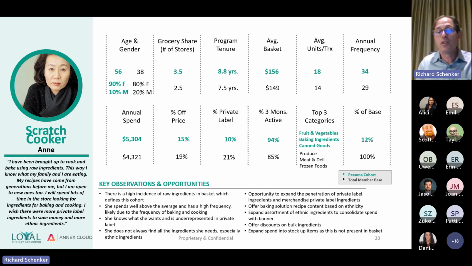We think there's an opportunity for this grocer to expand the penetration of private label ingredients and merchandise private label ingredients to her. We also believe there's an opportunity to offer her baking solution recipes, content based on ethnicity, expand the assortment of ethnic ingredients to consolidate spend with this banner, and offer discounts on bulk ingredients, and expand her spend into stock-up items as this is not represented in her basket.